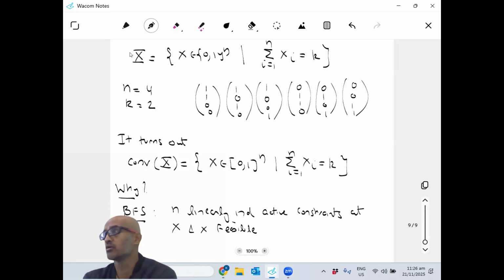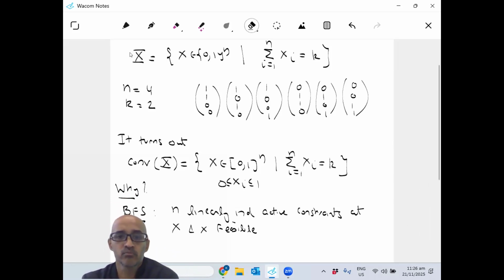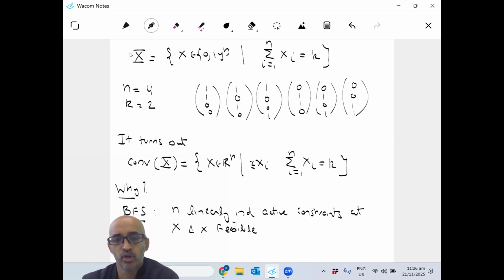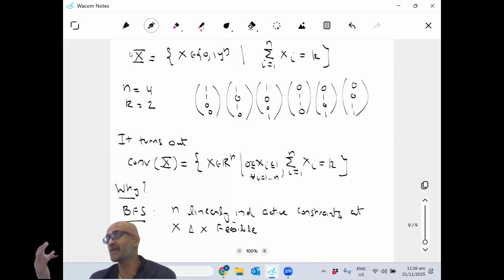So let's say n is equal to 4. I've got one constraint here. The remaining three constraints have to come from this 0, 1. So what are these constraints? Xi is either 0 or 1, right? I can write this as all x in Rn, xi between 0 and 1 for i going from 1 up to n. That's the LP relaxation, right? So n minus 1 constraints have to come from here. They have to be tight.